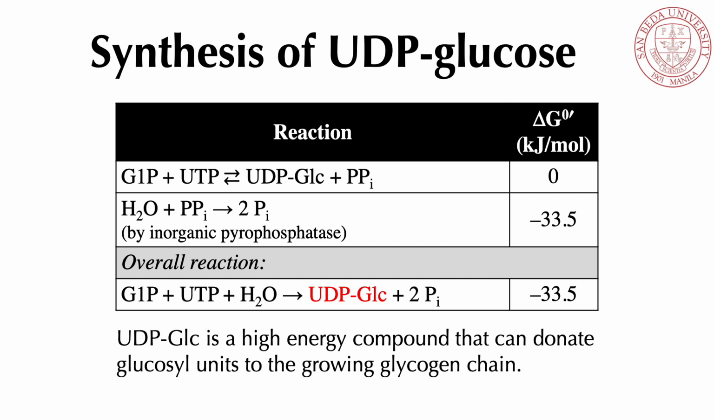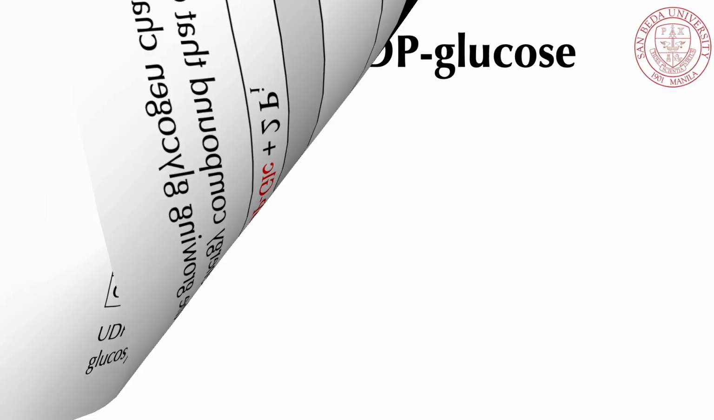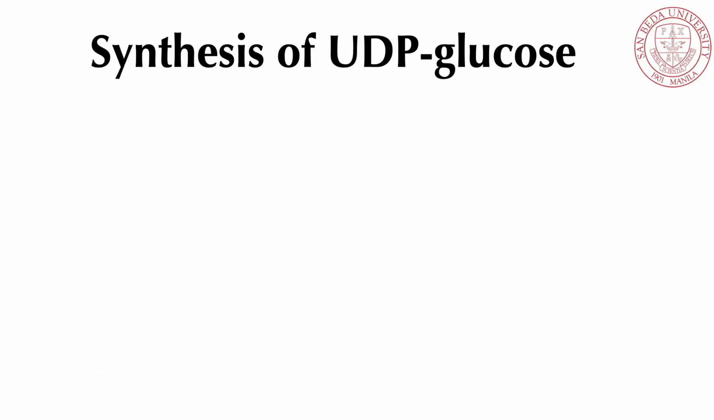The anomeric carbon of each glucosyl residue is attached in an alpha-1,4 glycosidic bond to the hydroxyl on carbon 4 of the terminal glucosyl residue of the glycogen chain. Again, to reiterate, the UDP glucose is a high-energy compound that can donate glucosyl units to the growing polyglucosyl chain of glycogen. To lengthen the chains, glucosyl residues are added from UDP glucose to the non-reducing ends of the chain by glycogen synthase, which we'll get to in a bit.